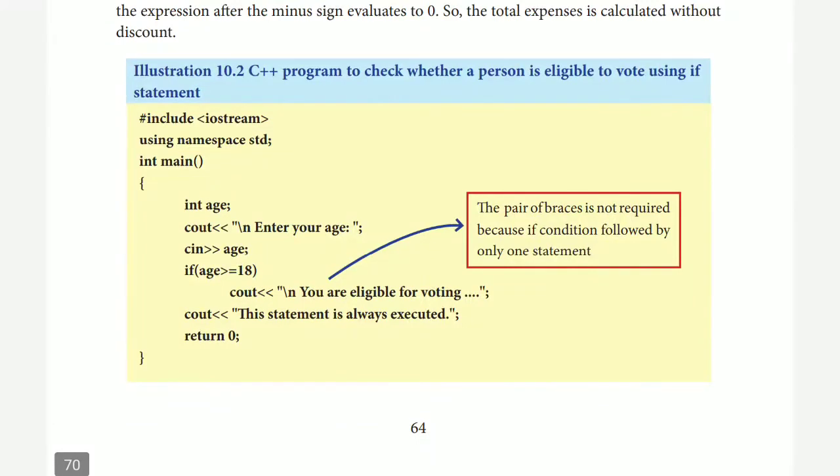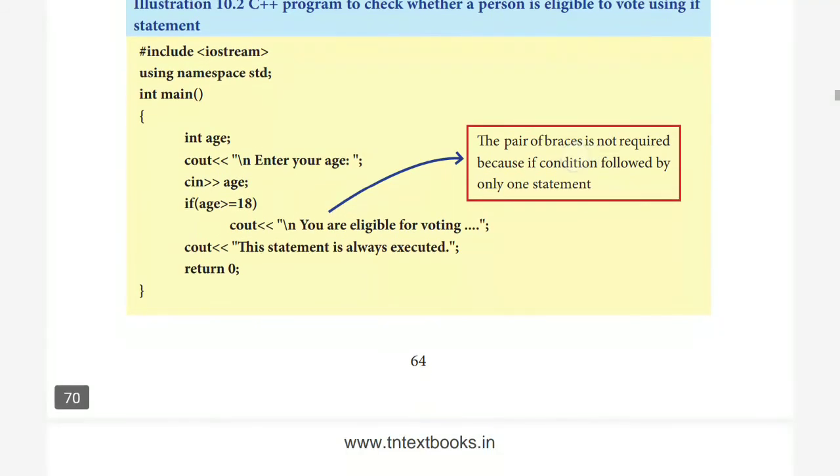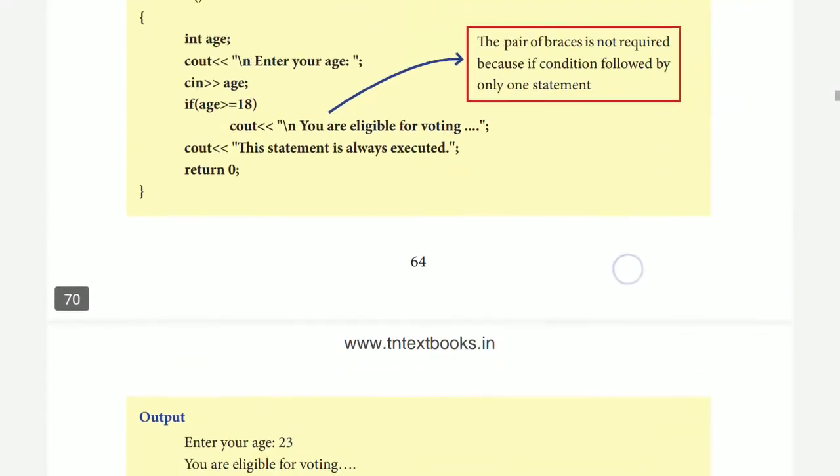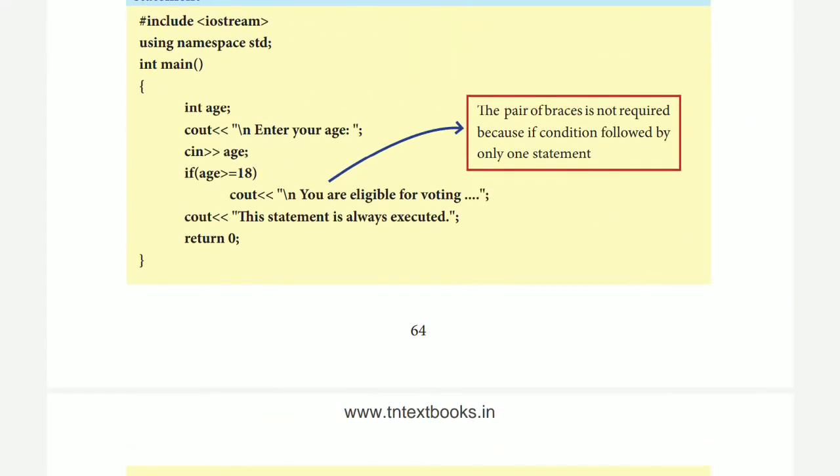So in the next example program, if the age is greater than or equal to 18, then the statement "you are eligible to vote" will be executed. If the condition is false, or your age is less than 18, then the second statement, that is "you are eligible for voting", will not be executed.